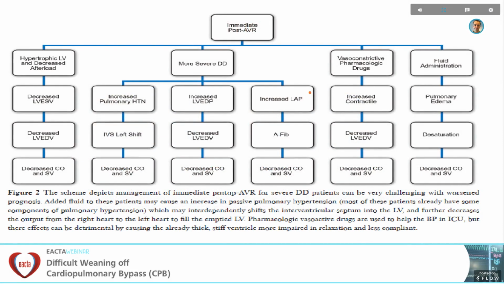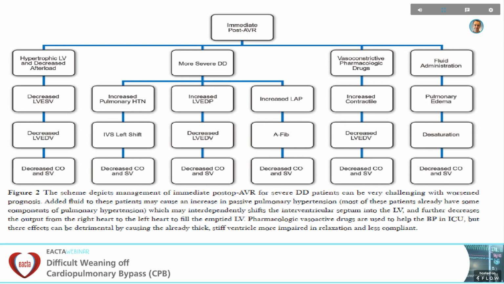So in the patient immediately after aortic valve replacement with diastolic dysfunction, we have to be careful with fluid administration because sometimes it is related to pulmonary edema. We have to be careful with inotropes because they can increase pulmonary hypertension or the shift from left to right ventricle. Maybe we have to start thinking about using vasopressors in the difficult weaning from cardiopulmonary bypass in this situation.